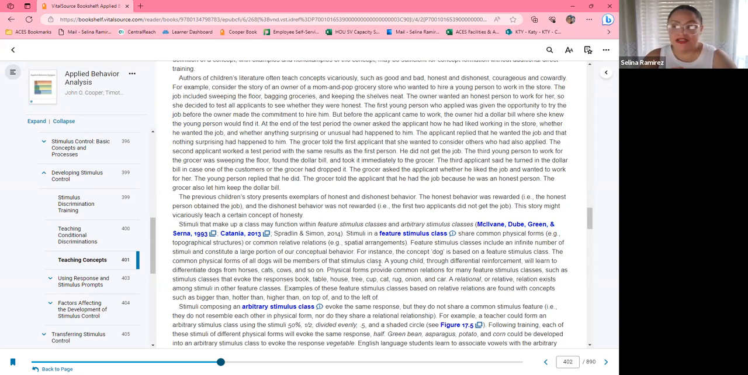Okay, so a young child through differential reinforcement will learn to differentiate dogs from horses, cats, cows, and so on. Physical forms provide common relations in many feature stimulus classes, such as stimulus classes that evoke the response book, table, house, tree, cup, cat, rug, onion, and car. Okay, a relational or relative relation exists among stimuli and other feature classes. Example of these feature stimulus classes based on relative.